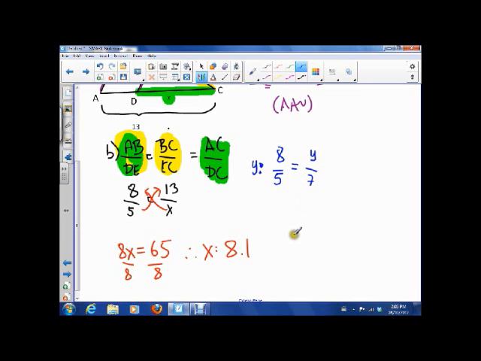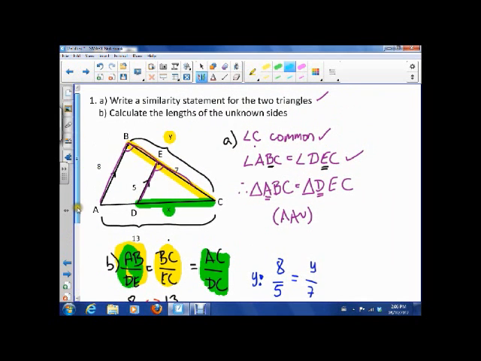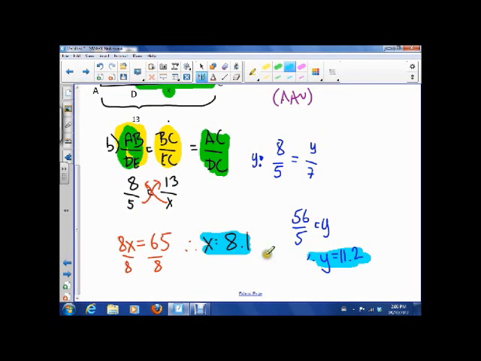So 7 times 8 is 56 over 5 is y. So y ends up being 11.2. Okay, so we found y is 11.2, and we found x is 8.1. Okay, so similarity statement and the two missing lengths.